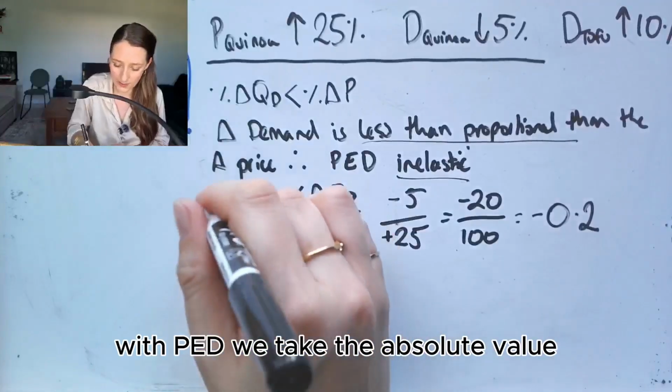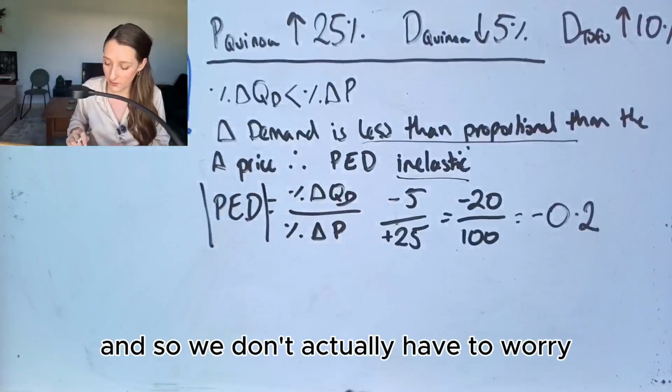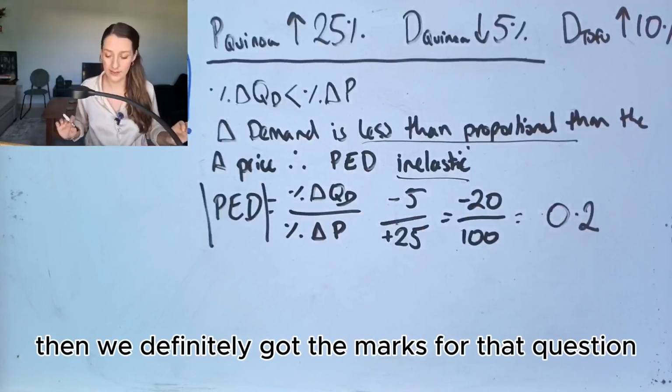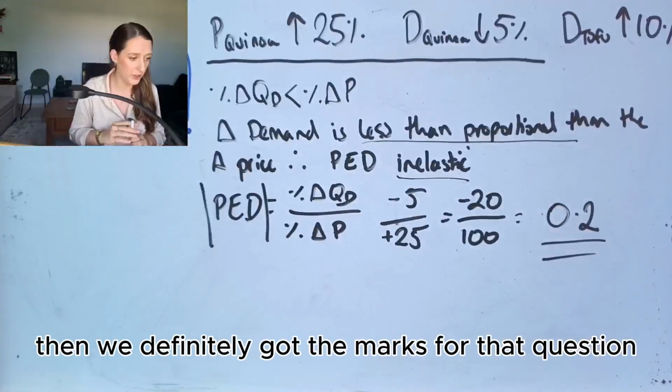With PED, we take the absolute value, and so we don't actually have to worry about its negative value. We can just say 0.2. Then we've definitely got the marks of that question.